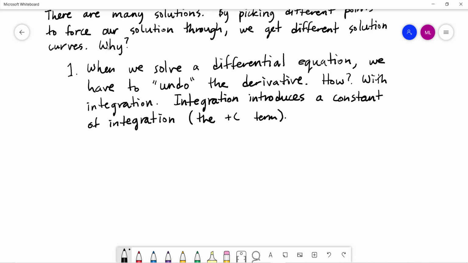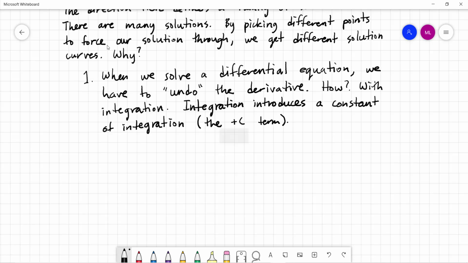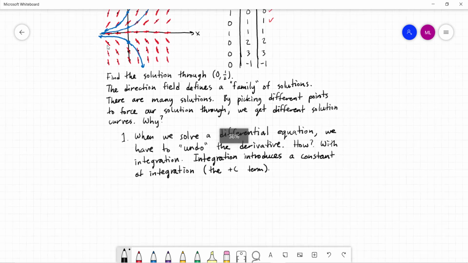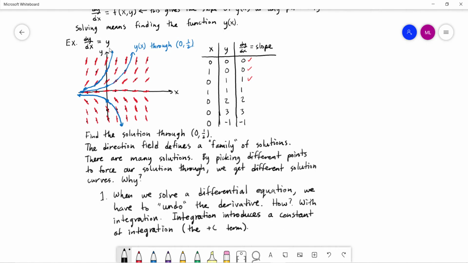So that plus c turns out to actually be really, really important. There's a reason that your calculus instructor would get mad if you neglected it from your answer. We care about the plus c. But having a plus c, when I eventually solve for this, means that I don't have a unique solution. I have a plus c. I have a constant that's unknown.